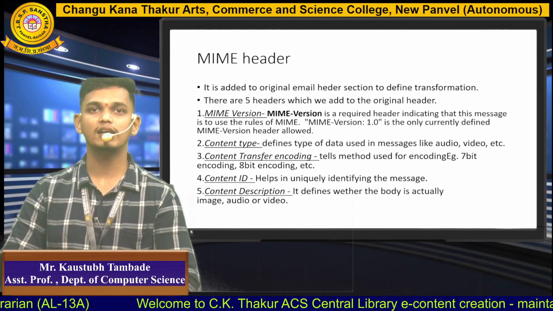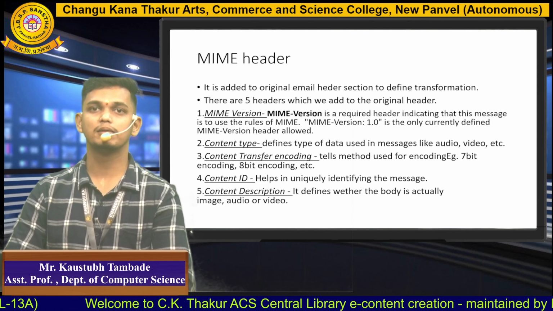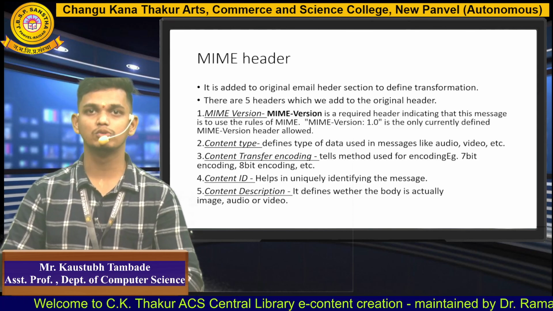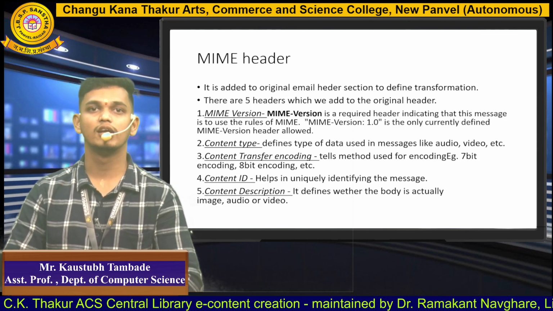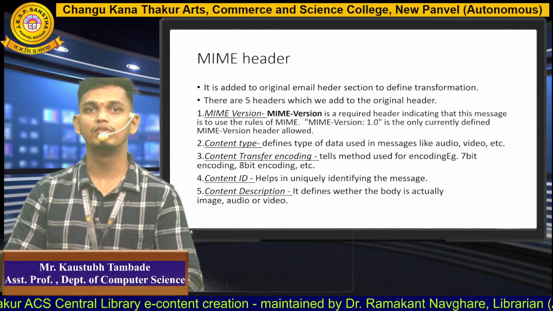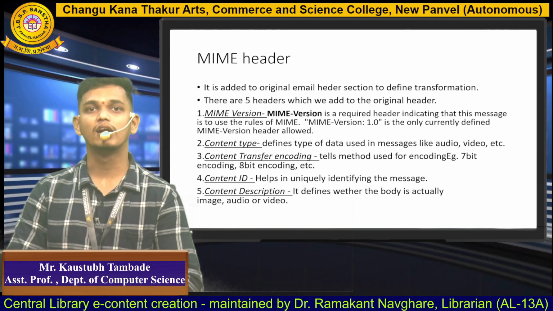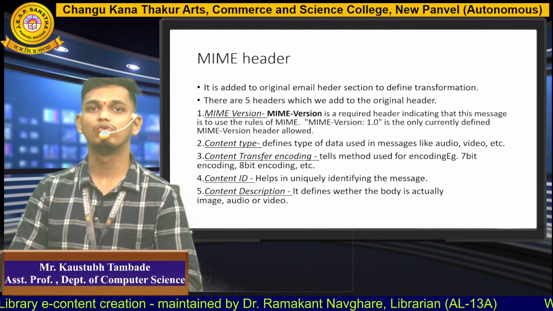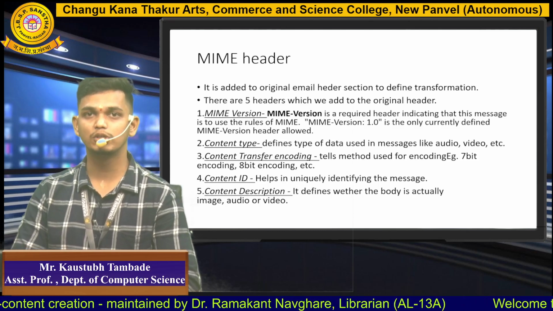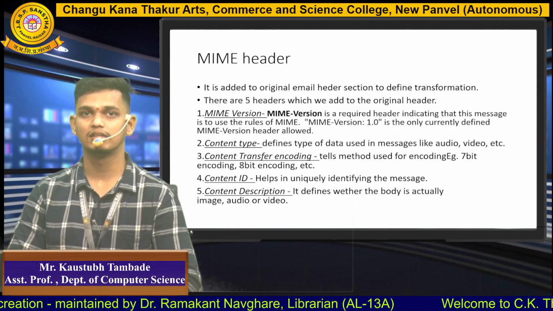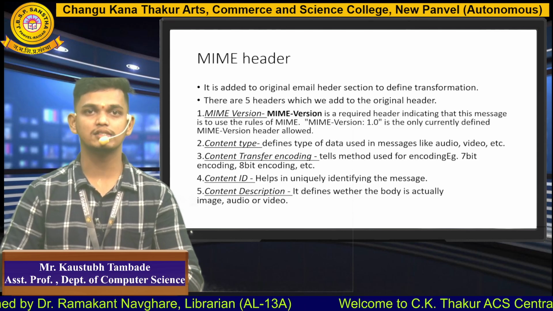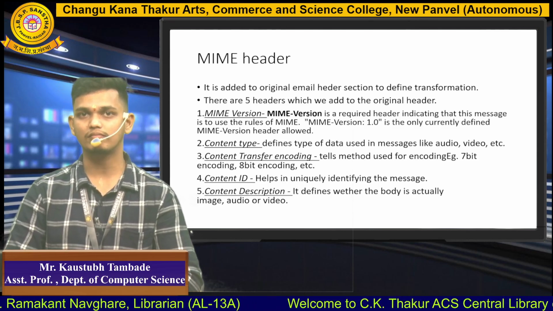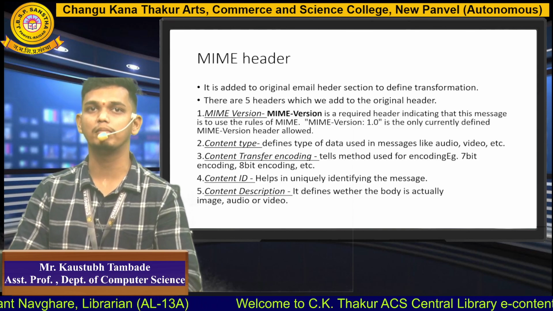Third is the content transfer encoding. It tells which method is used for encoding. Which method do we use for encoding? It will be 7-bit encoding or 8-bit encoding. This header tells the content transfer encoding. Fourth is the content ID. It helps in uniquely identifying the message. And last is the content description. It defines whether the body is actually an image, audio or not. So these play a main role in MIME.